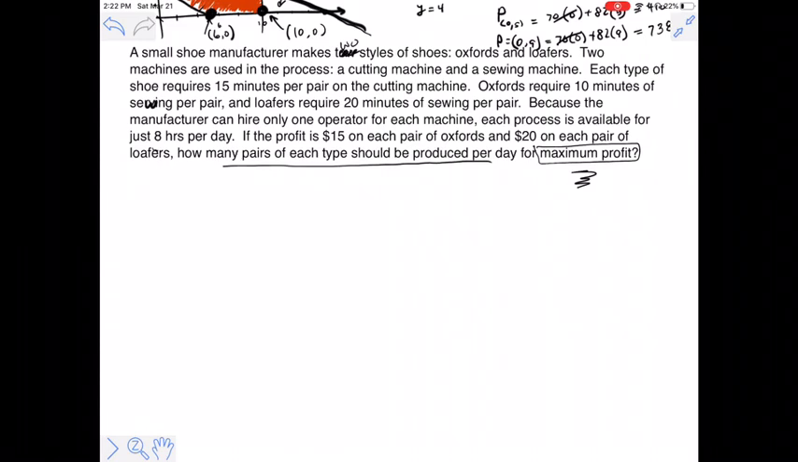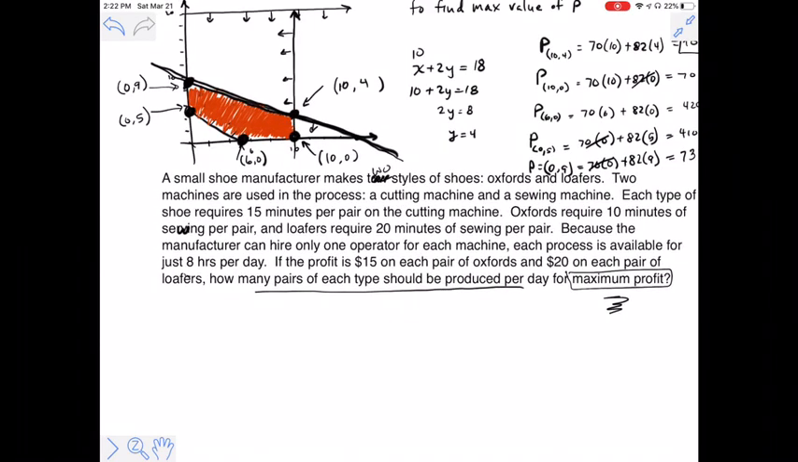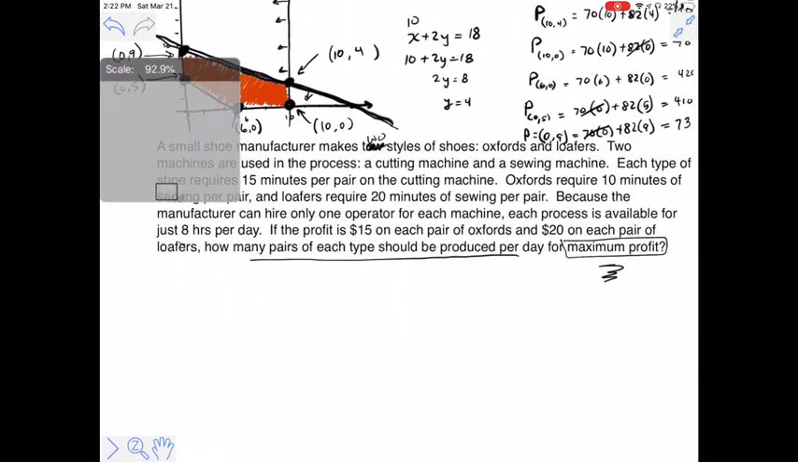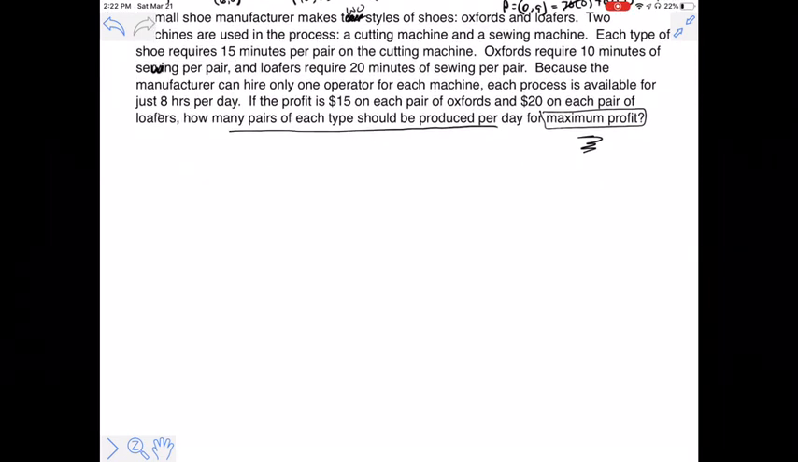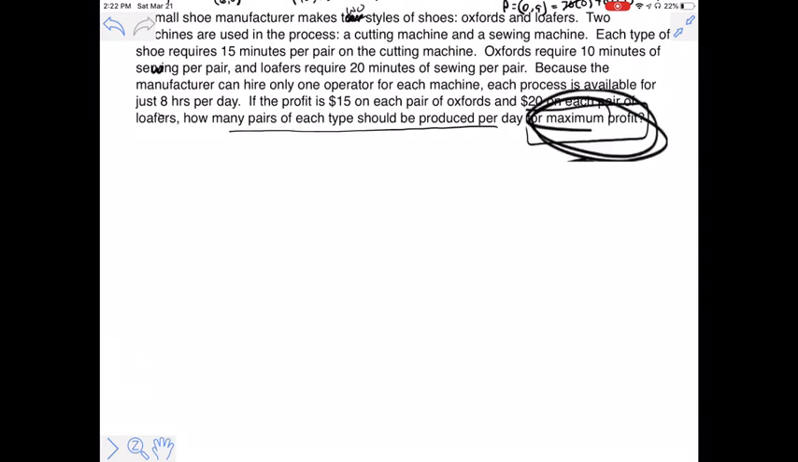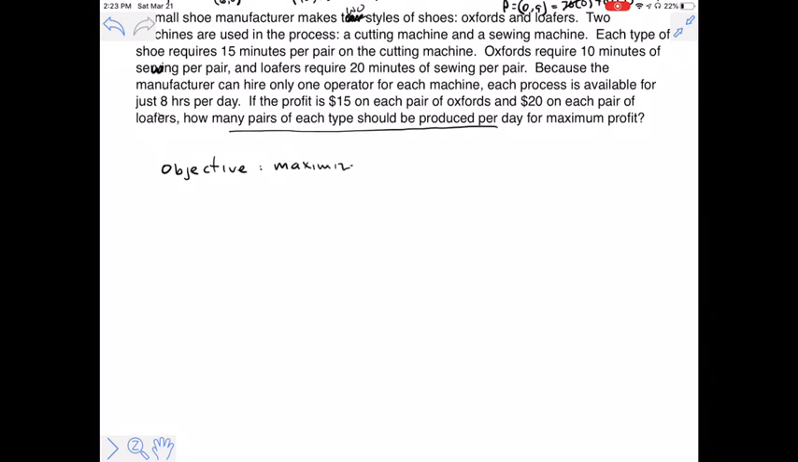So in linear programming, first thing we need is an objective function. What is the objective? And the objective really isn't just to find a number of pairs of shoes. The objective is to maximize profit. So I'm going to set that up as our objective. Maximize profit.